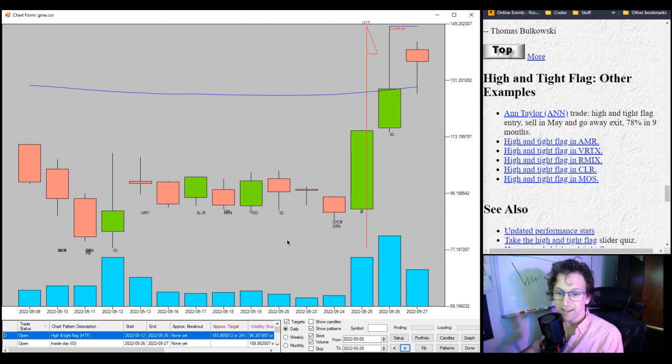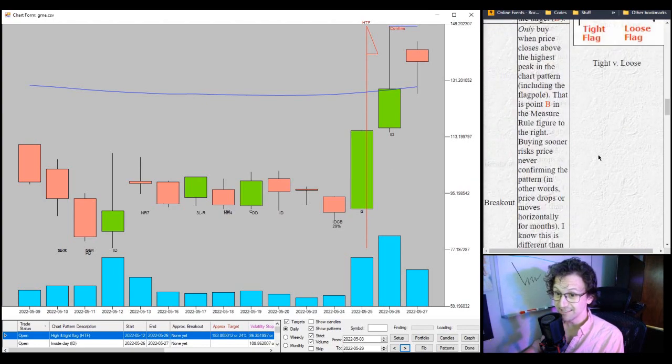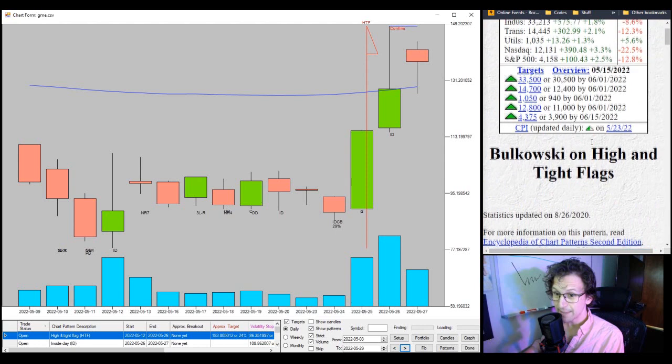What I'm looking at right now is a high and tight flag with a target of $183 on GameStop, as identified by Bulkowski's Patternz software, which is fantastic. This is great news for GameStop, and it's undoubtedly great news for AMC too, as those two stocks tend to trade very, very tightly together. So I'm really happy about seeing this.